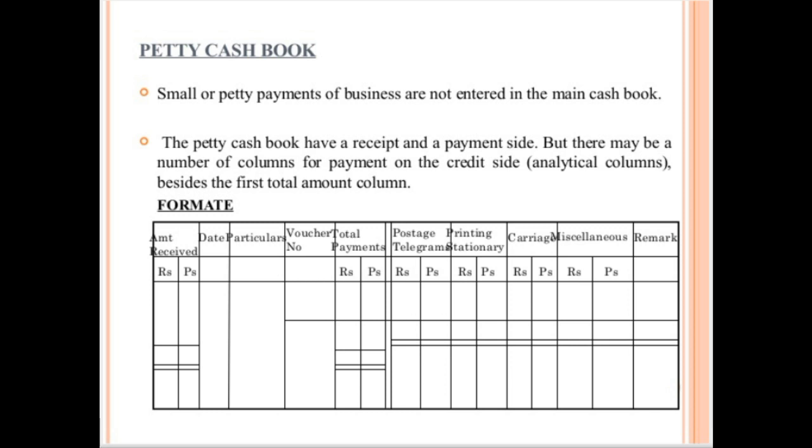And on the right hand side, that means on the credit side, various different columns are given here for small kinds of payments, such as postage, telegram, printing stationery, carriage, miscellaneous. That means whatever payments we make under these heads, we have to write in these columns on the credit side of the petty cash book.